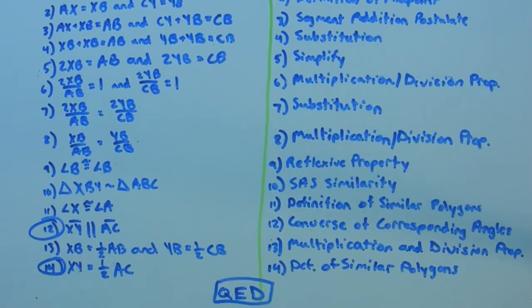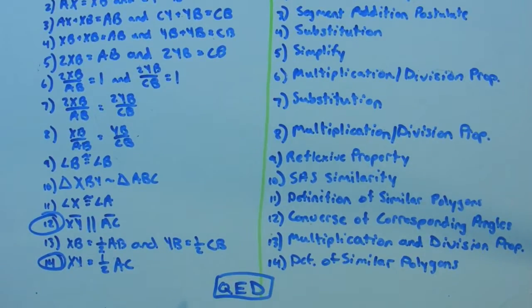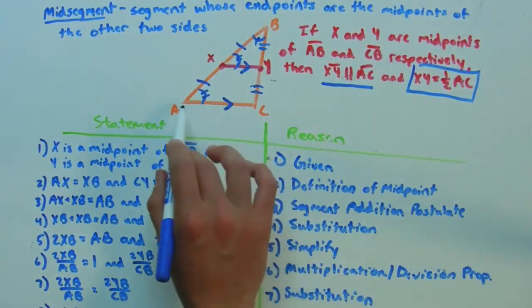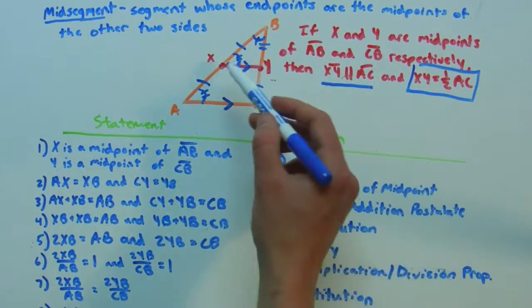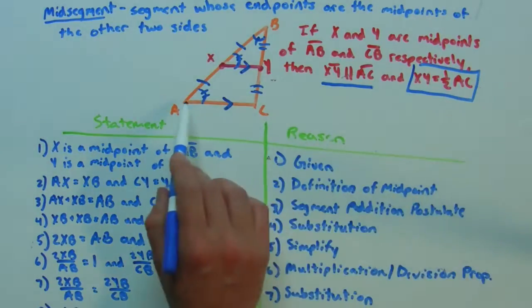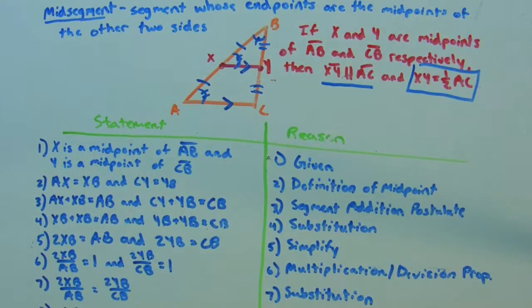And that is what we needed to prove. That if X and Y were midpoints of AB and CB respectively, then XY was parallel to AC, and XY was equal to 1/2 of AC.